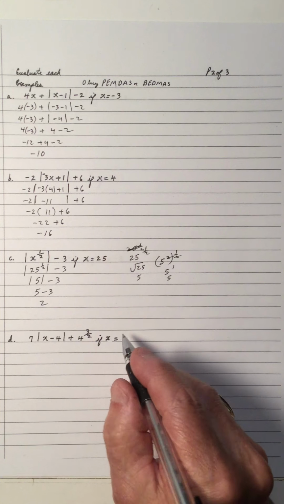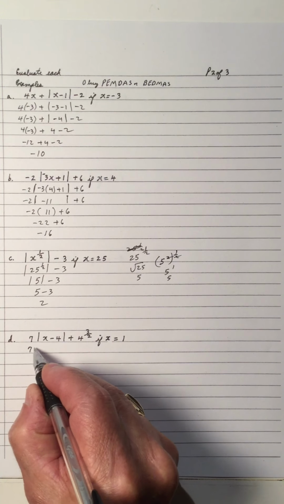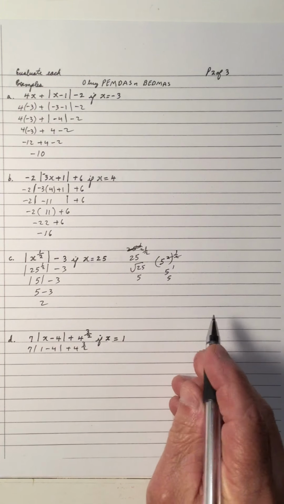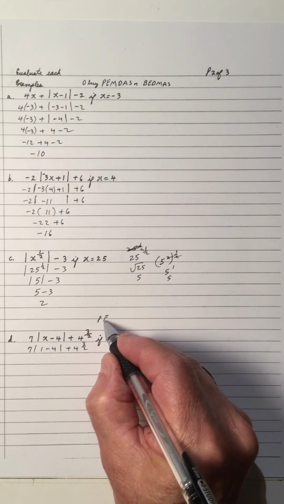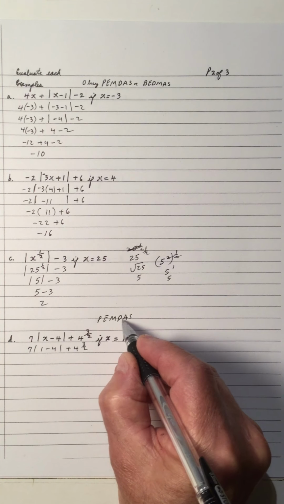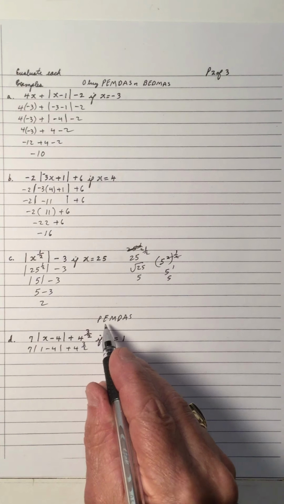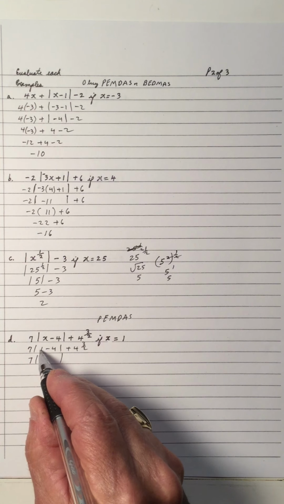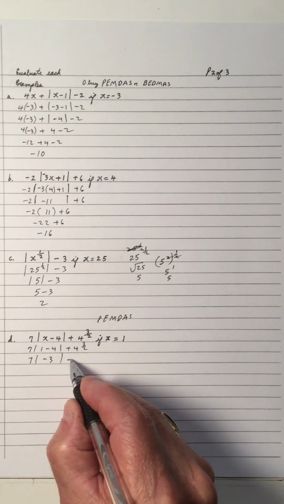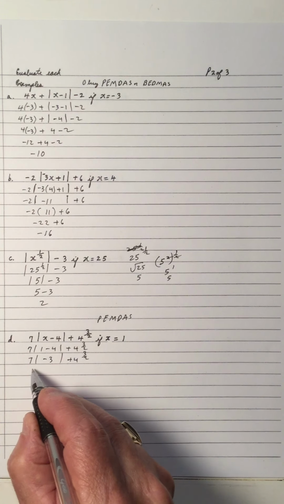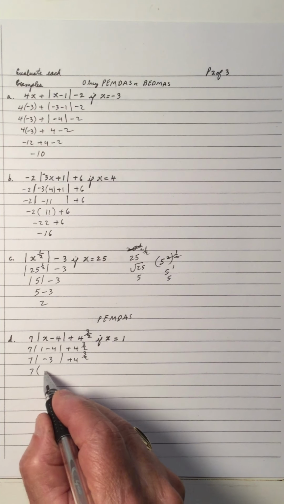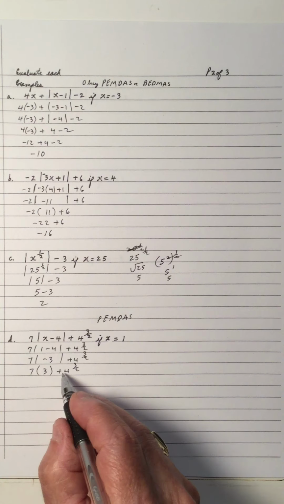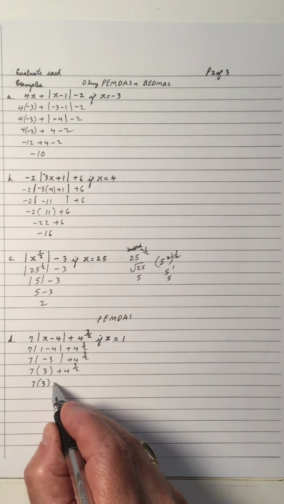D, and we're dealing with x equals 1, so we have to sub 1 in the place of x. PEMDAS, P-E-M-D-A-S, we have to work out the inside of the brackets, or absolute value, treat it as brackets. So that's 1 minus 4, which is negative 3. And the absolute value of negative 3 is 3. Now we've got exponents, so we leave this alone.